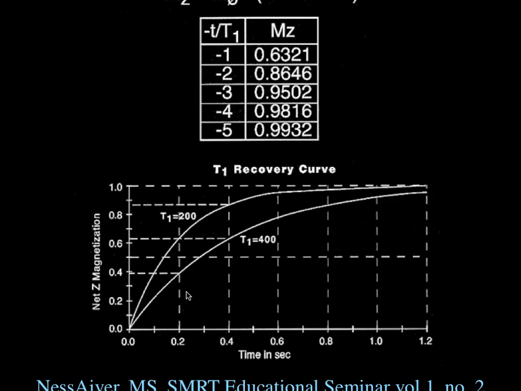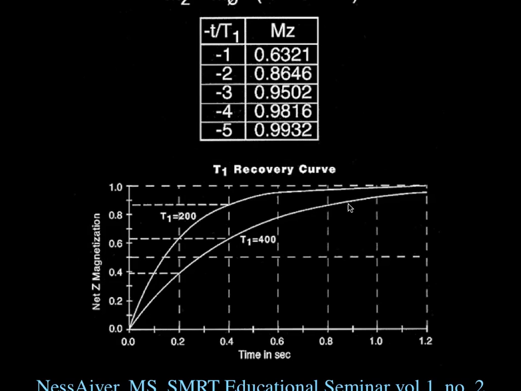So another way to look at this on a graph is if we look at the Z component of the bulk magnetization vector, after the 90-degree pulse, it drops down to 0, and then it rises exponentially back up to the baseline value. And then after a TR time period, we give another 90-degree pulse, and it drops again, and then it rises back up again. If you have a T1 of 200 milliseconds, that means it rises very rapidly. If you have a T1 of 400 milliseconds, it rises more slowly.